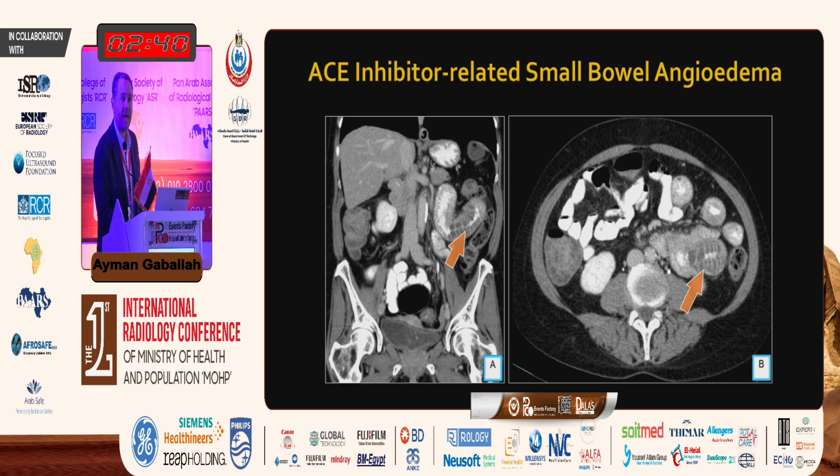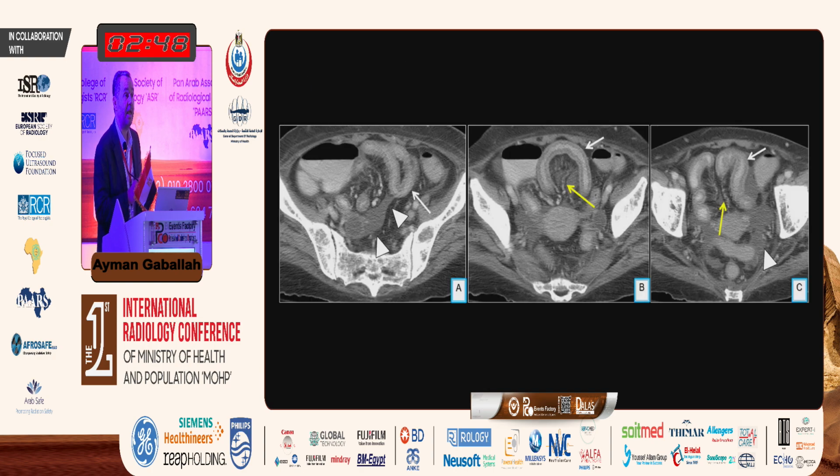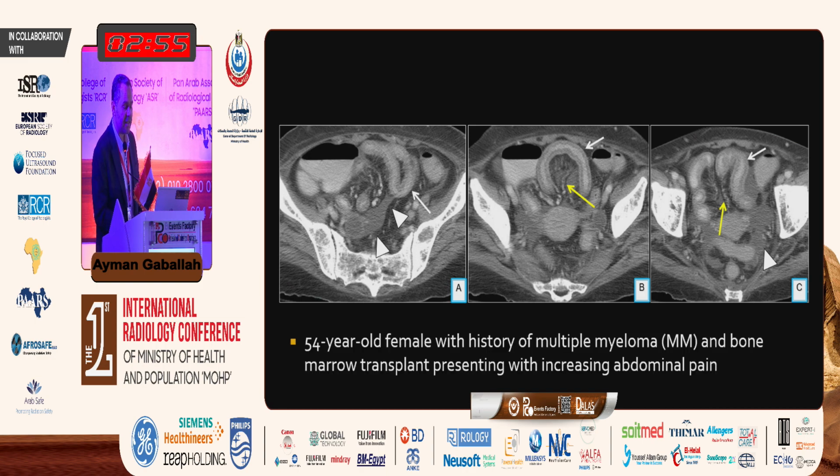And here is another companion case of ACE inhibitor-related angioedema of the bowel. It can take different features, so please check the history. Like in this case, it can be anything: the diffuse small bowel wall thickening there. But when I give you the history, this patient has multiple myeloma and has had a bone marrow transplant. What do you think? Graft versus host disease, for sure.